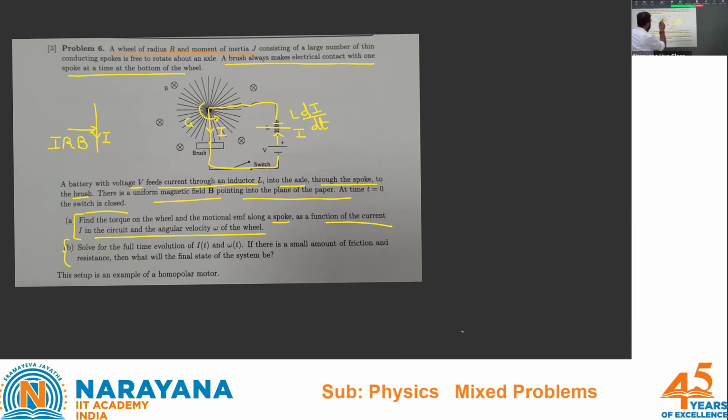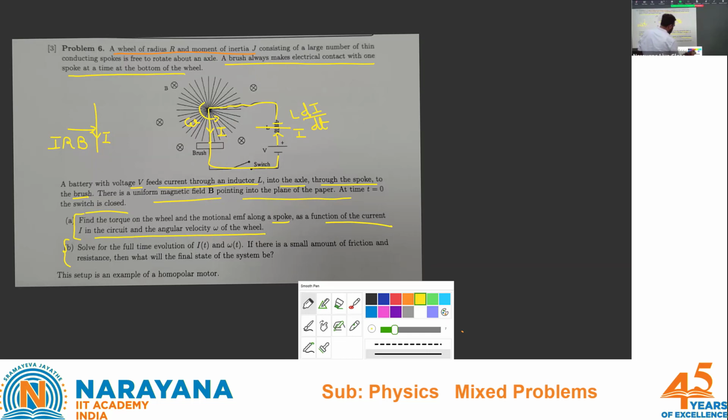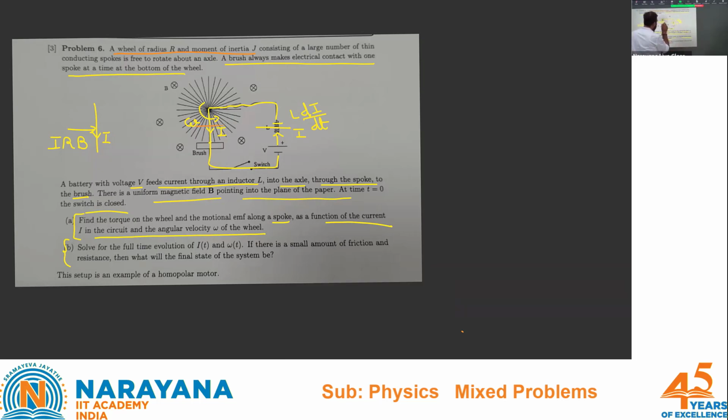So at a general instance, if this has got omega, there will be an induced EMF, and this rod is moving in the anti-clockwise direction in a cross field. So the inner side will have a higher potential than the outer side, and that induced motional EMF rather is half B omega into radius squared. Just look into the polarity of the battery. This is only between the brush and the center, because the field is cross and it is rotating anti-clock.